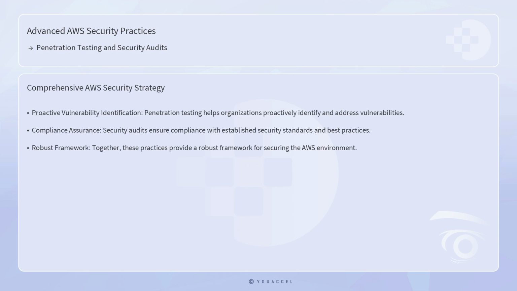The integration of penetration testing and security audits into the AWS security strategy provides a comprehensive approach to identifying and mitigating security risks. Penetration testing helps organizations proactively identify and address vulnerabilities, while security audits ensure compliance with established security standards and best practices. Together, these practices provide a robust framework for securing the AWS environment.